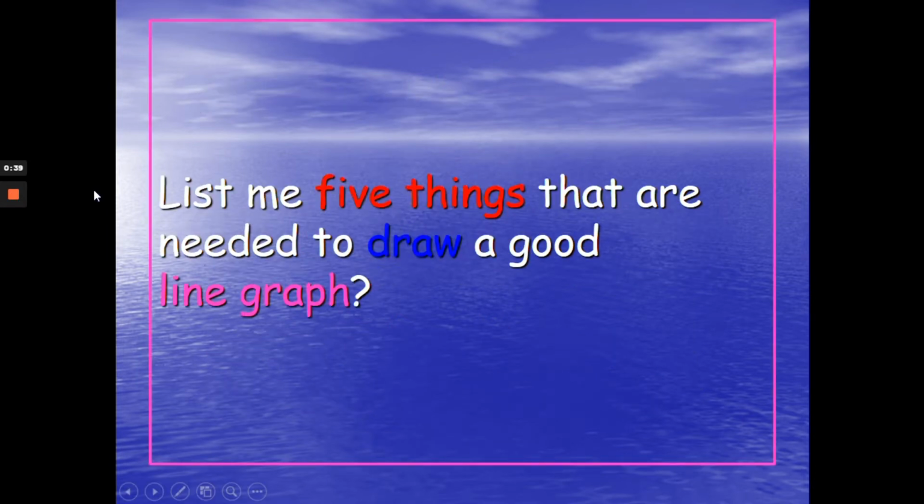So the first thing I'd like you to do is list me 5 things that you think are needed to draw a good graph, like a line graph or bar chart. You just want to pause the screen and write 5 things you think you need for graphs. Okay, well done if you've done that.